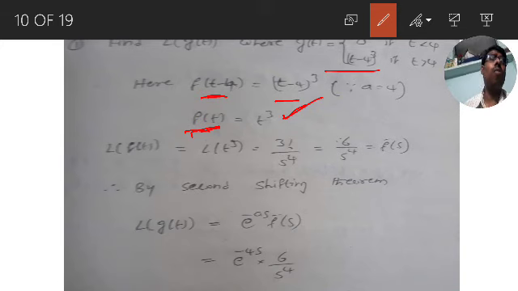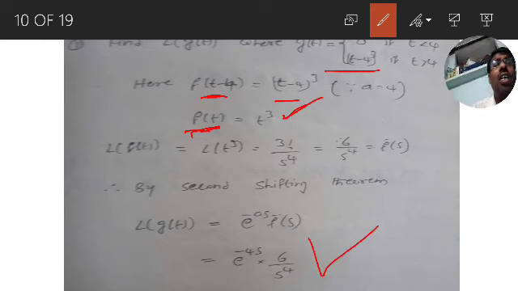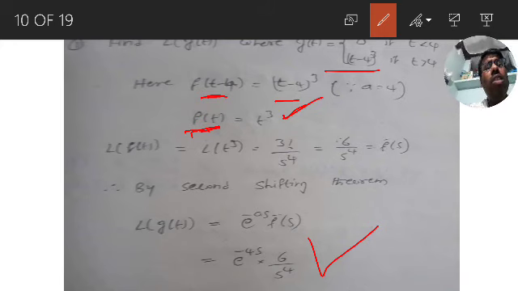Now we are able to find it by the second shifting theorem. L of g of t is e power of minus as into f bar of s. What is a? a is 4. What is f bar of s? It is 6 by s to the power of 4. So what is the answer? The answer is e power of minus 4s into 6 by s to the power of 4.